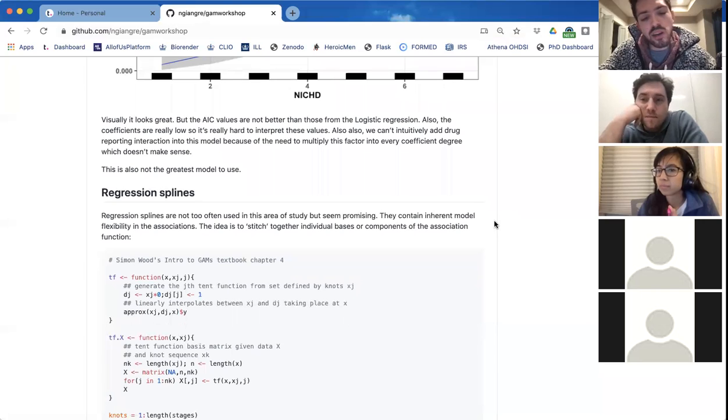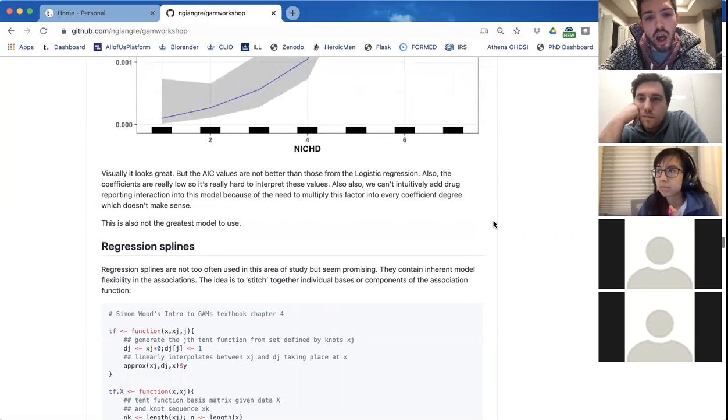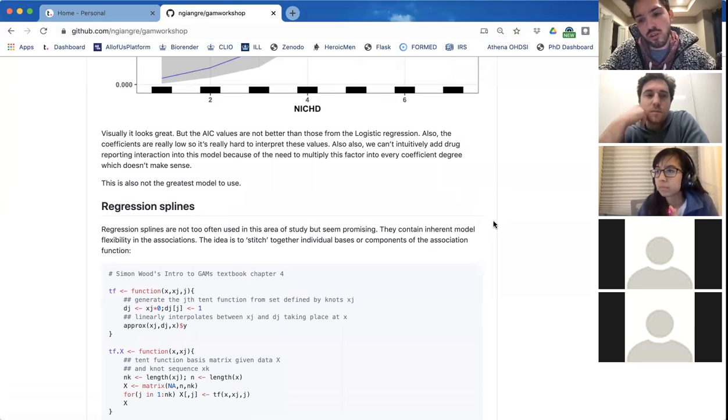Now I'm going to get into regression splines. These are cool, but before I do, does anyone have any questions on the polynomial regressions I showed? Alright, cool. Regression splines are not too often used in this area of study, but they seem promising.